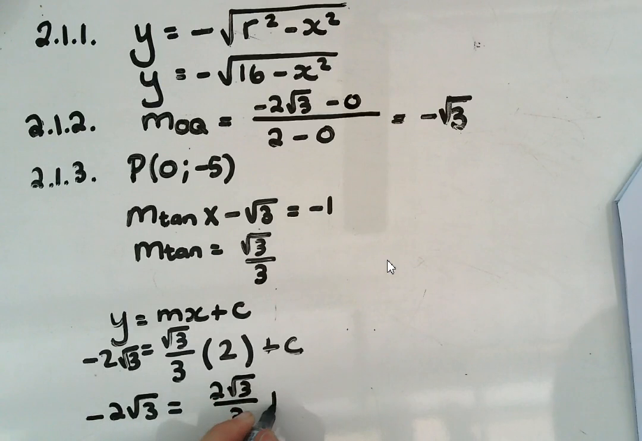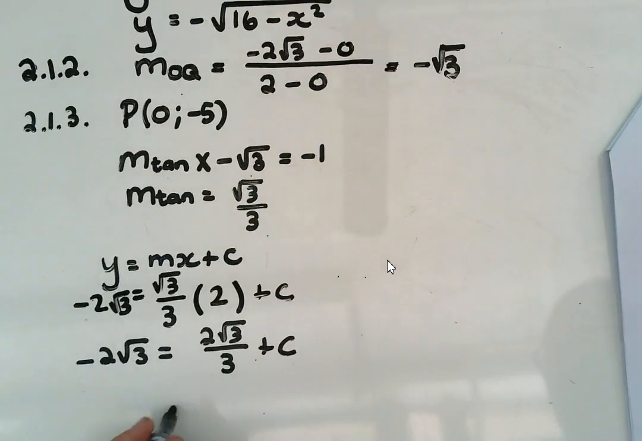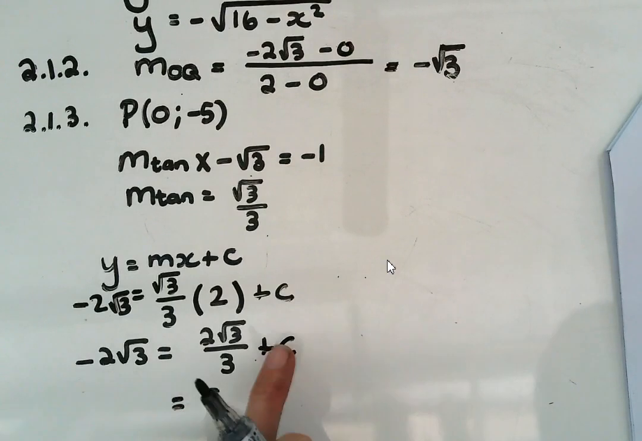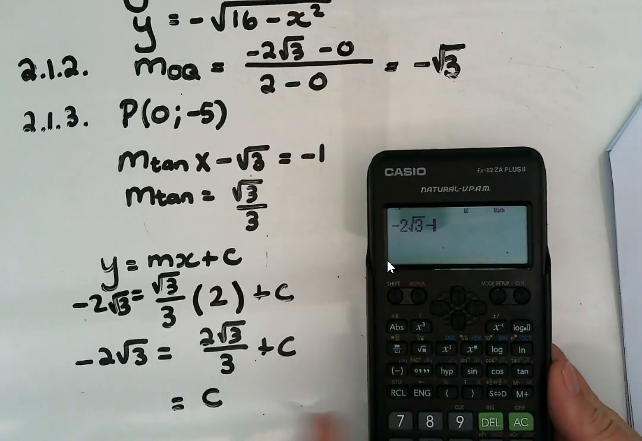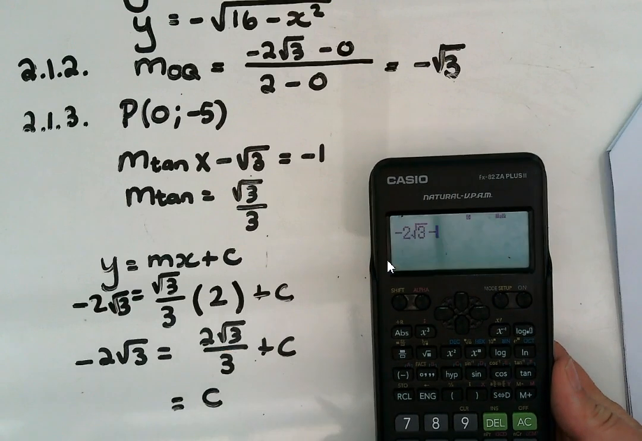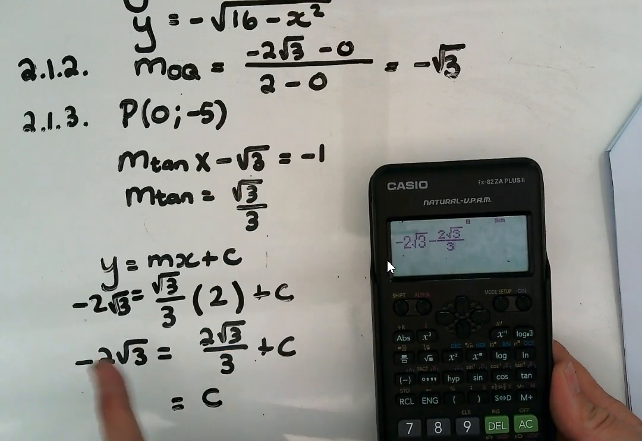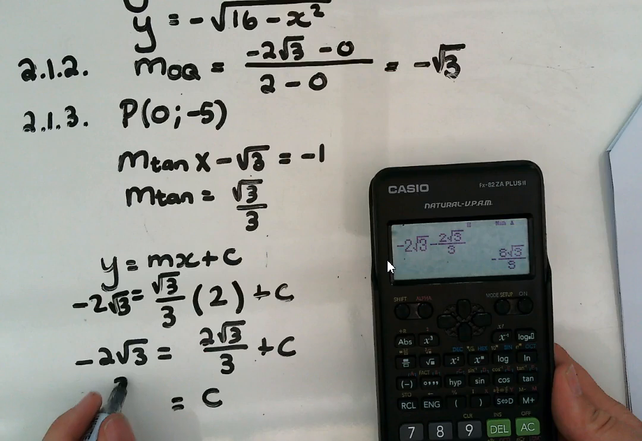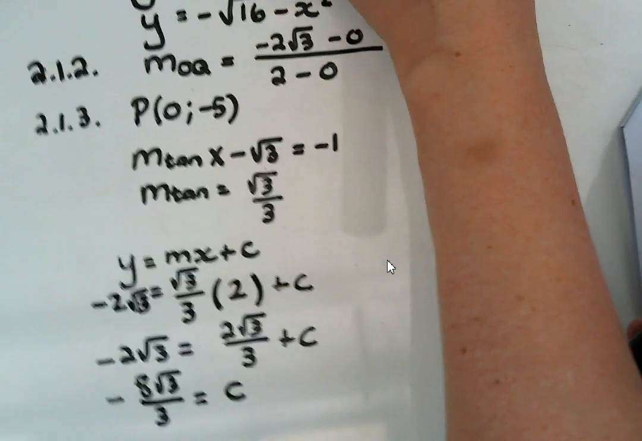2√3/3, and I'm going to subtract this on the other side to get the c value. The c value is then going to be -2√3 minus 2√3/3. I just transpose this to the other side. That gives me -8√3/3.